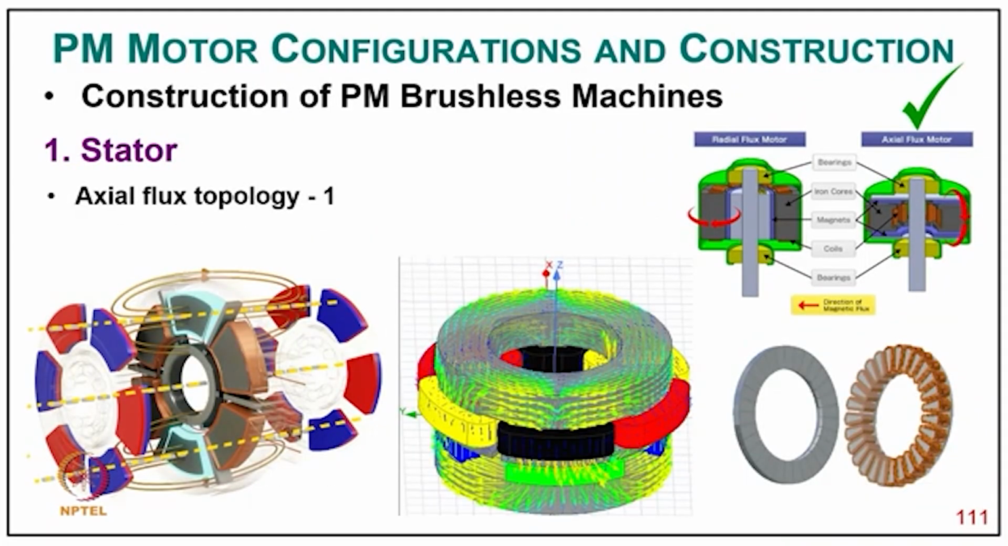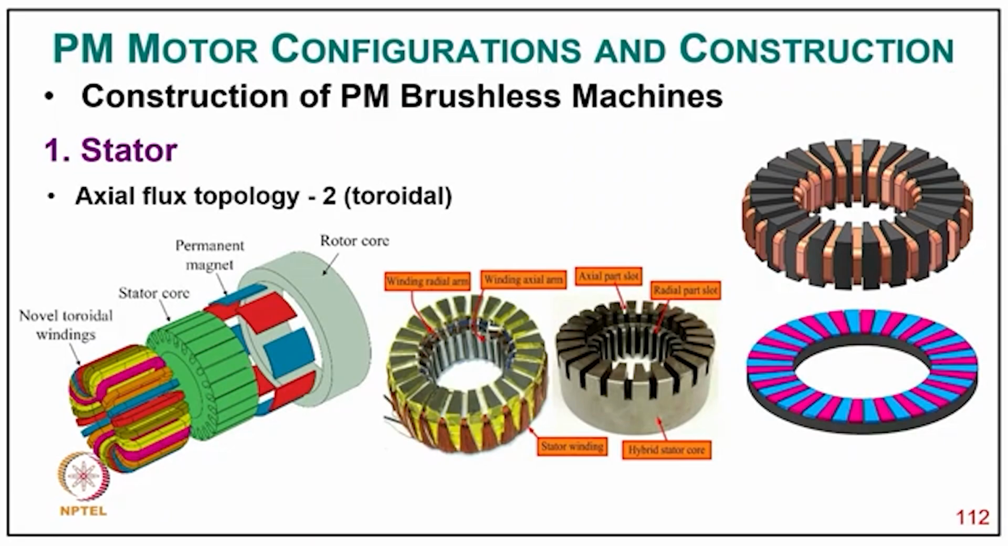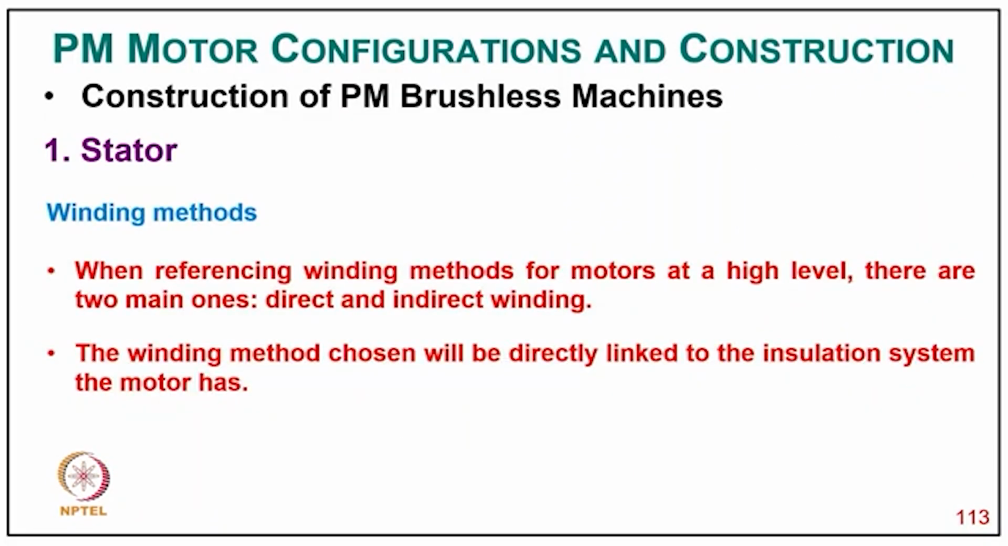Then how the axial flux topology is arranged, with the axial field magnets on both sides and the winding in between, and the typical geometry in these two cases, axial field and radial field motor. Then this is typically the stator, the winding as well as the magnet placement of axial field motors. Now coming to the winding methods.